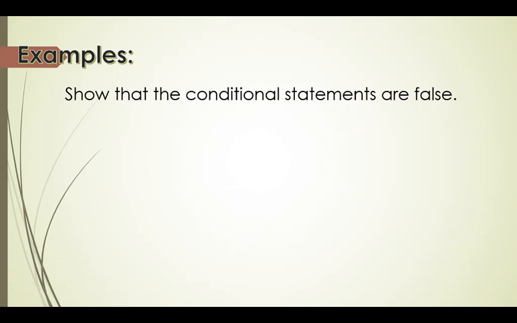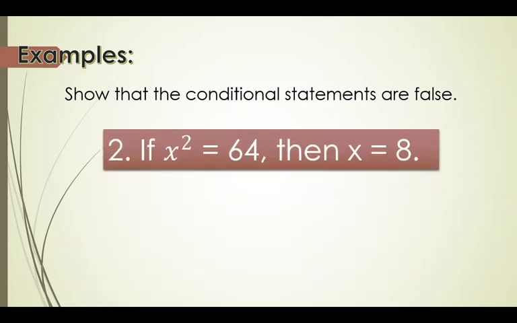Example on how to show that the conditional statements are false. Ito naman yung nagpapakita ng false. If x squared is equal to 64, then x is equal to 8. Pag-aralan natin. Kung mapapansin nyo, yung x squared ay 64. So if we substitute x as 8, 8 squared is 64. Ay sir, tama naman. Bakit siya naging false?